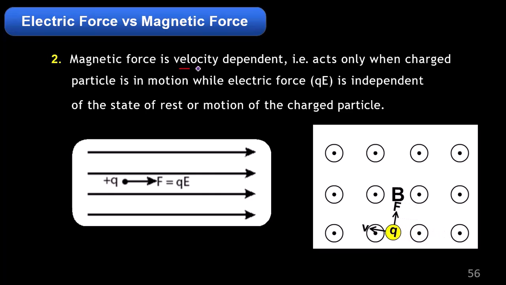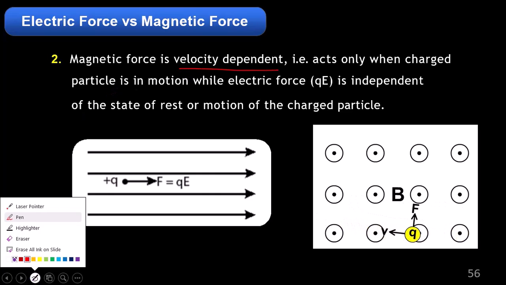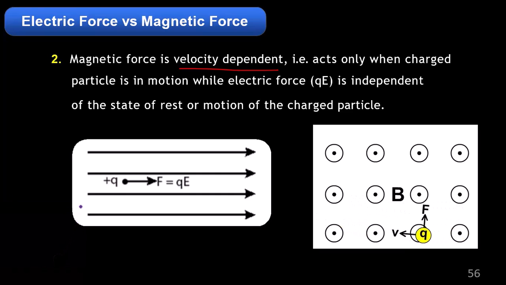Magnetic force is velocity dependent. Why? Because the force is exerted on the charged particle. We write Q into V vector cross B vector. So as I increase the V value, the force is going to increase. It acts only when the charged particle is in a moving condition.